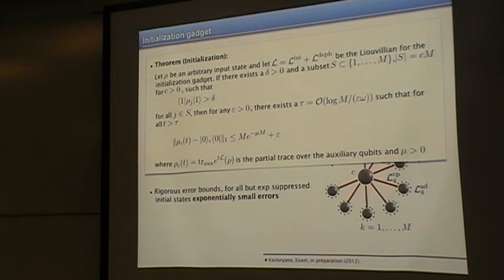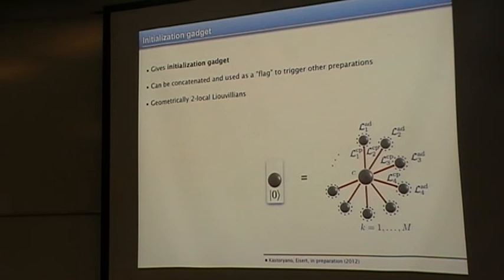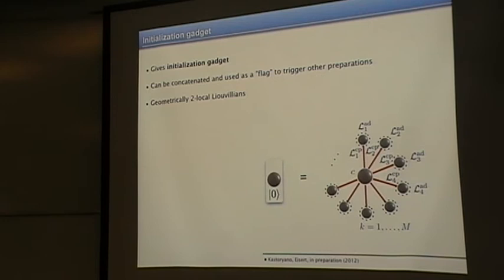These are all exponentially suppressed errors. So what this does is it gives us a preparation gadget. At a certain time, it prepares a zero, and at the time that we want to stop, it will stop preparing this thing. This can be concatenated and used as a flag to trigger other preparations, and it's two-local Lindbladian. Two-local means it will act on two sites at a time, similar to Eugene's experiment, and of single guys, which is an amplitude damping channel on the given site.